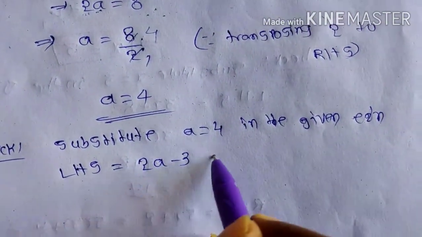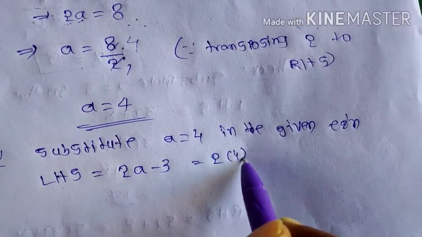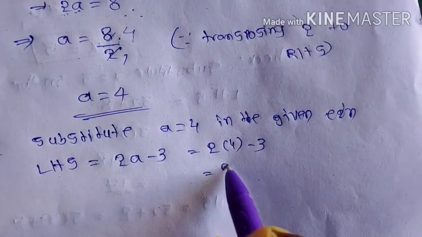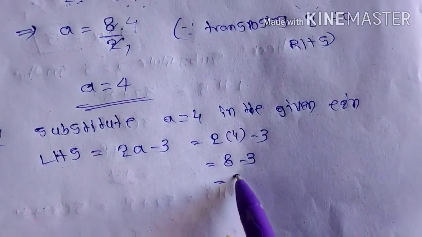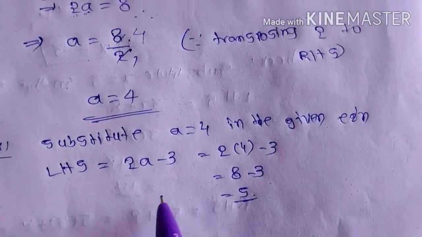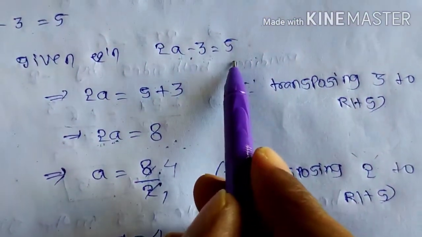2a minus 3 is equals 2 into 4 minus 3. 2 4 is how much? 8. 8 minus 3 is how much? 5 only. Yes or no? LHS is 5. RHS is equal to how much?